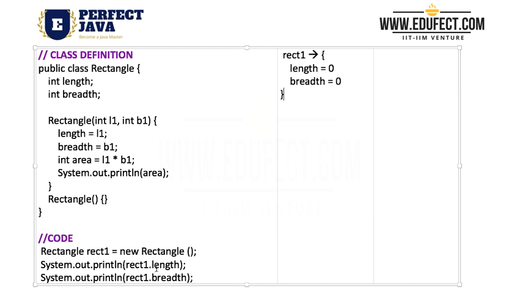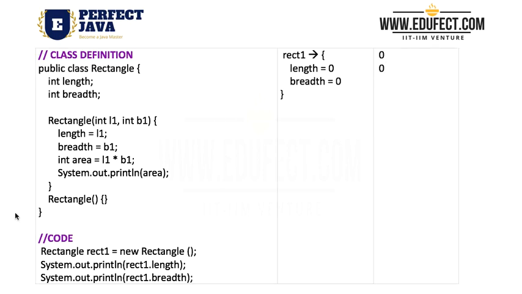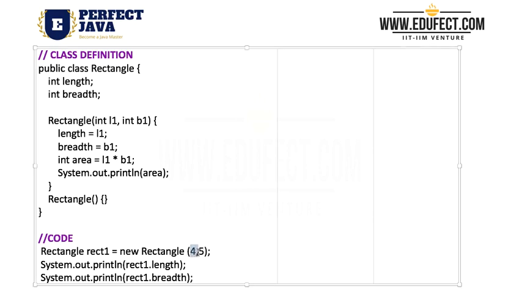So when we print rect1.length, what will get printed is 0, and when we print rect1.breadth, what will get printed is again 0. So this will be the output in this case. Now let's look at one more example. Here we are saying Rectangle rect1 is equal to new Rectangle 4, 5. How many parameters are we passing? Two integers. Which one will it match? It will match this constructor.